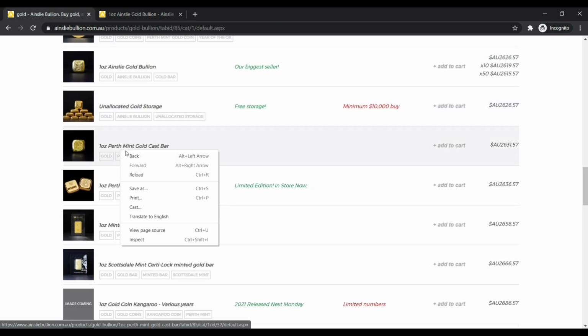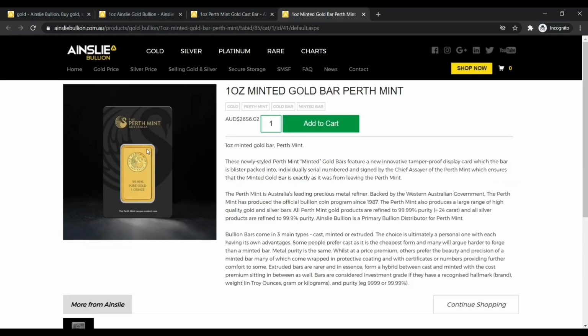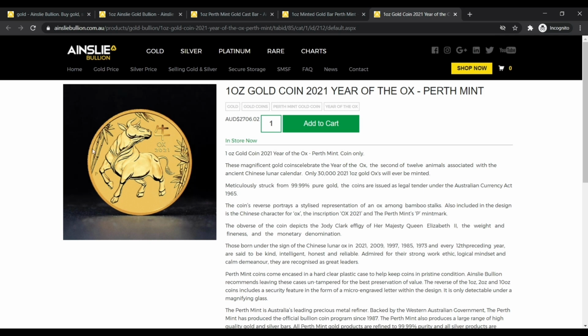And let's go down to this one. This one here is also an ingot. It's been cast in a square and it's been stamped with the Perth Mint. This one here is a bar. It's been cast in a rectangle and it's been stamped by the Perth Mint and it's also got text stamping on it. This one here is a coin and it's been stamped generally by the Perth Mint, and these ones with an image. And this one is the 2021 Year of the Ox, or a Chinese coin.